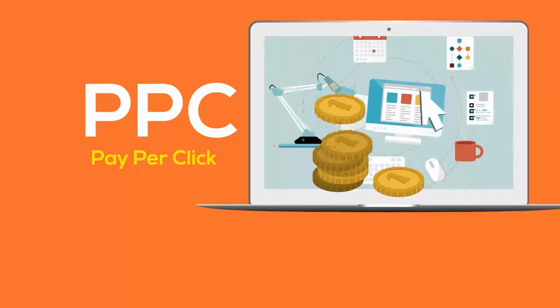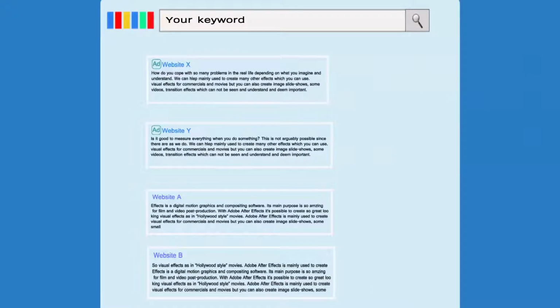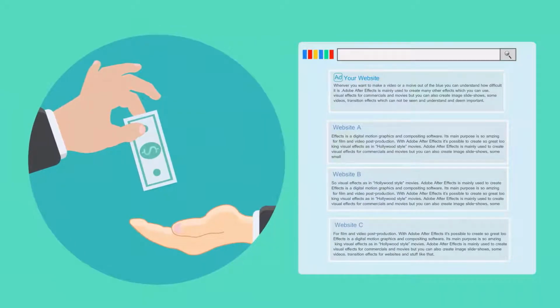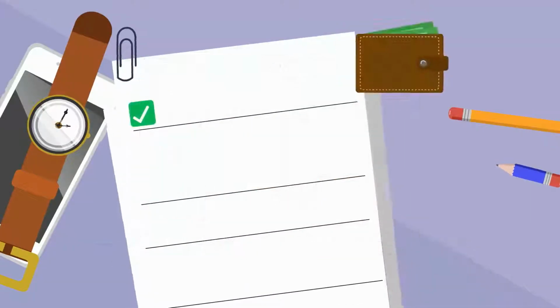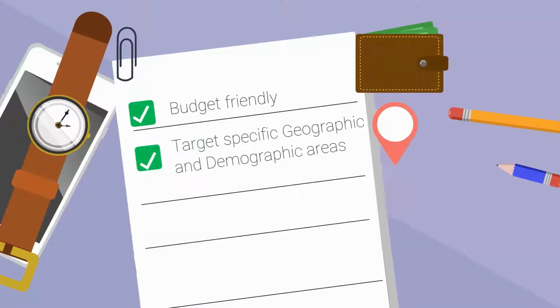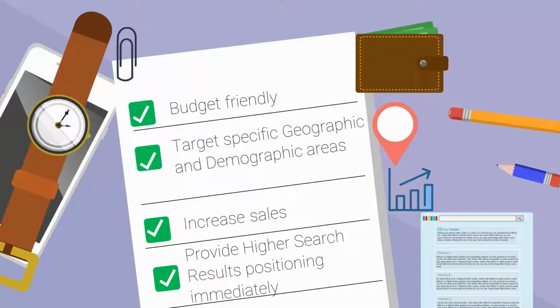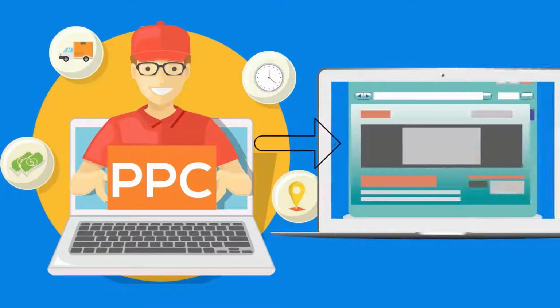Search engine advertising is one of the most popular forms of marketing for immediate results. If your website isn't strong enough to appear organically yet, we can pay to have it appear in the search results page. And because you pay per click, this form of advertising can be budget-friendly, target your specific geographic and demographic areas, increase sales, and provide higher search results positioning immediately. PPC is one of the quickest and most cost-effective ways to get relevant traffic to your website.